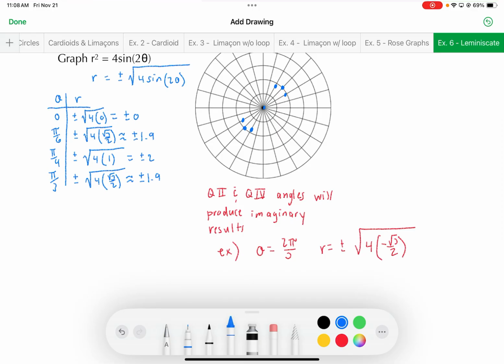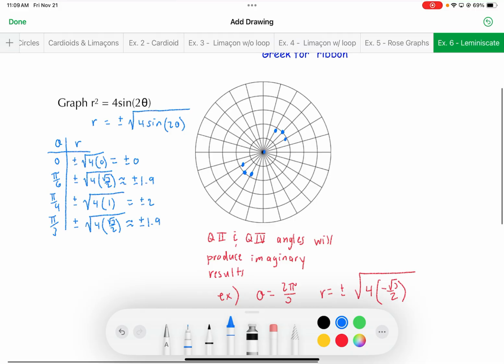Okay, well, what about third quadrant angles? They're going to produce the same points that the first quadrant angles did. So I'm done here, and this is how it sketches out. Watch. Like you're tying a bow. Okay, so really unique situation there with the square root.